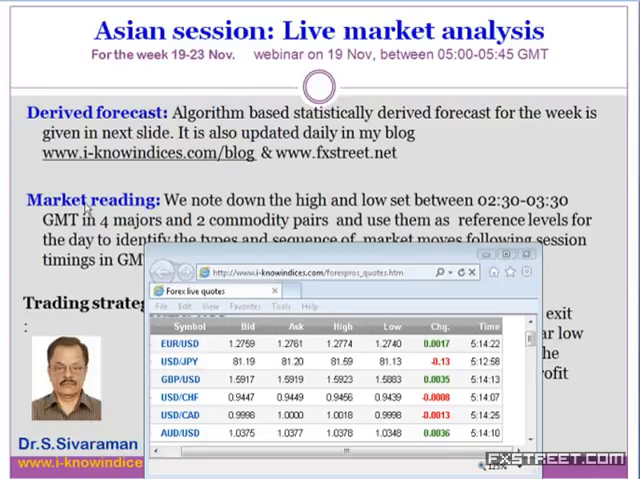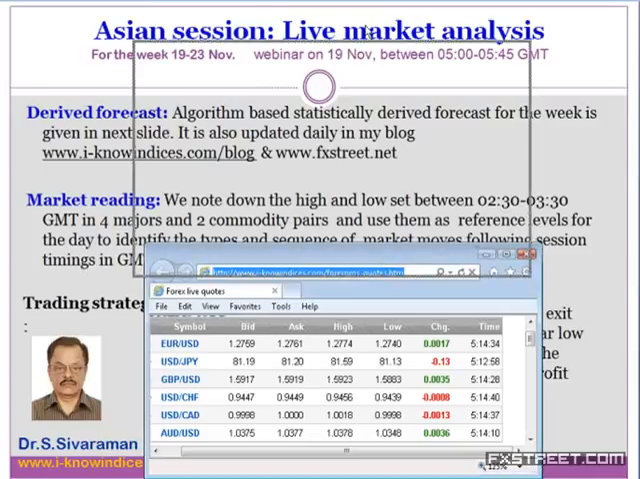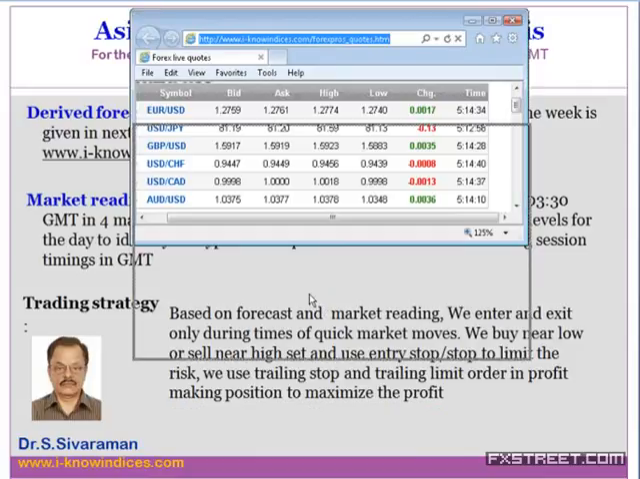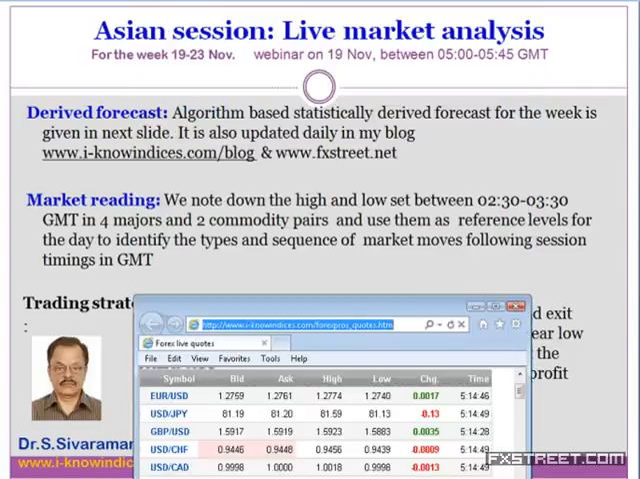That is what I refer to as market reading. So we note down the initial high and low set around 3:30 GMT in the 4 majors and 2 commodity pairs, and later on we use them as the reference level throughout the day and identify the types of moves, in sequence, they make in the market. So these two are vital factors.